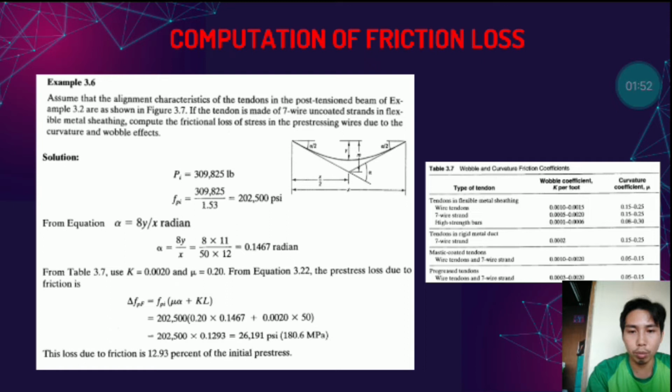Our loss of prestress will be then, so delta F sub PF equals F sub PI times mu alpha plus KL. Delta F sub PF equals 202,500 times 0.20 times (0.1647 plus 0.0020 times 50) equals 26,191 psi. Note that this loss is 12.93% of the initial prestress.